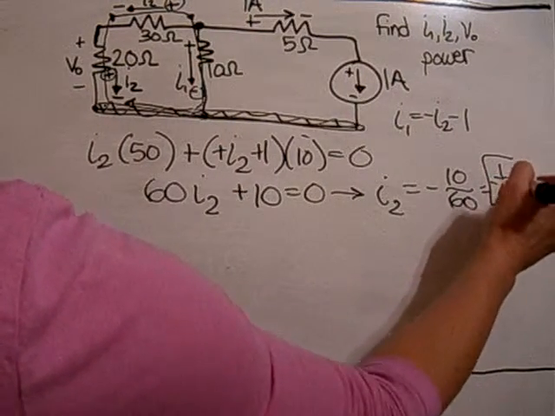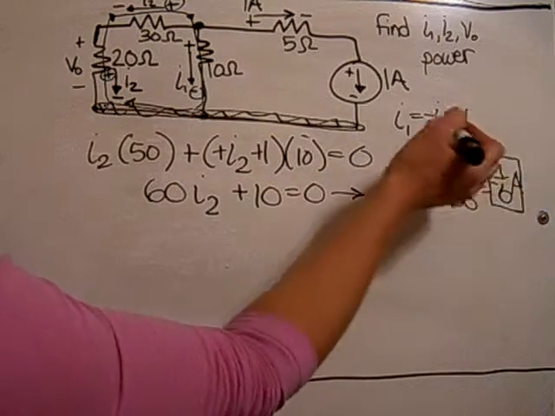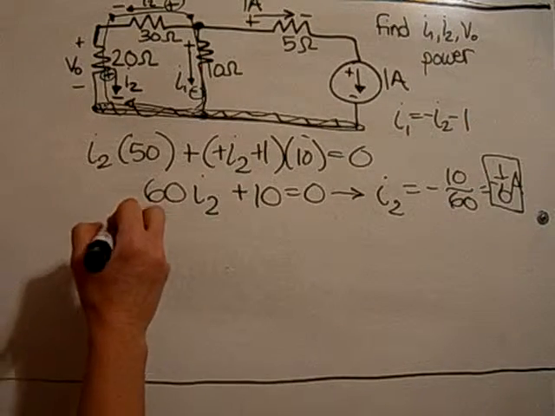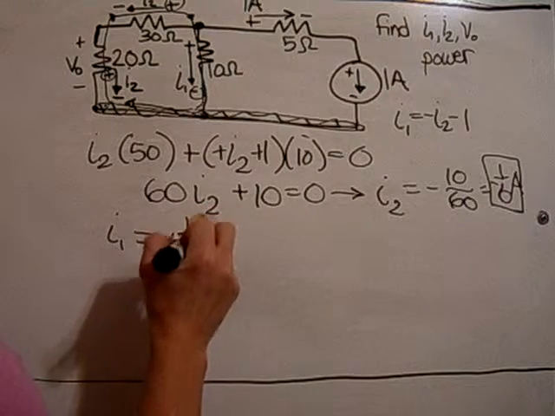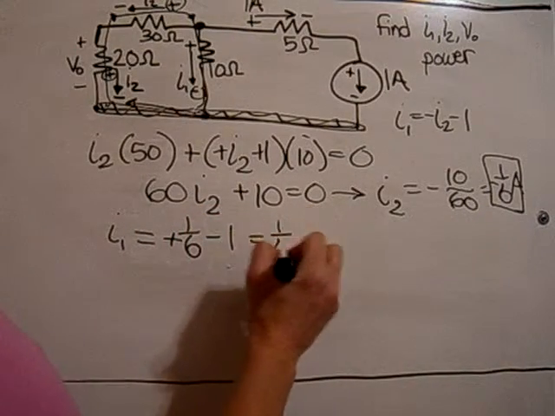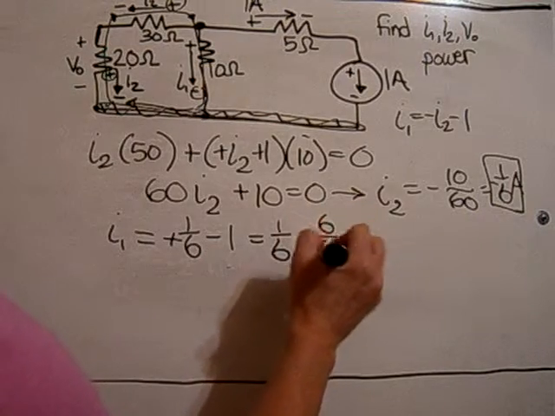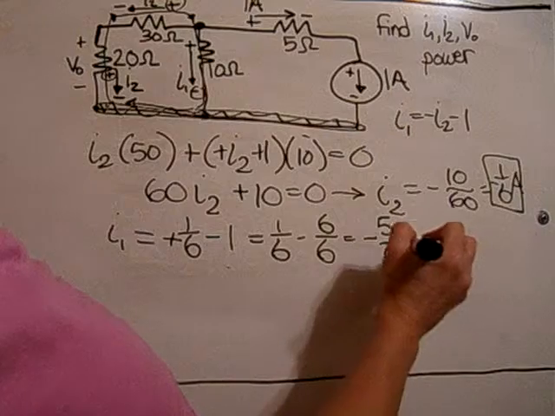And that's in amps. So now I plug in I2 up here for I1, and I get a negative negative, so plus 1/6 minus 1. I'm going to make that 1 into 6 over 6, and I get negative 5/6 amps.